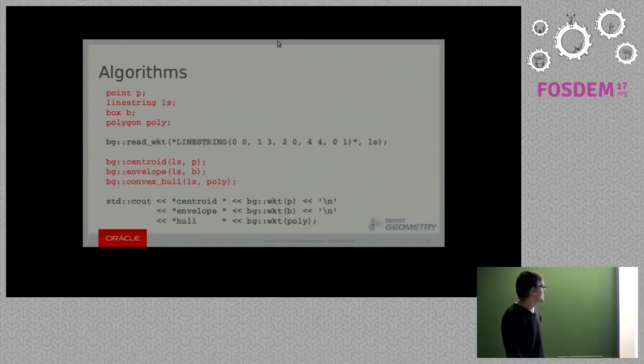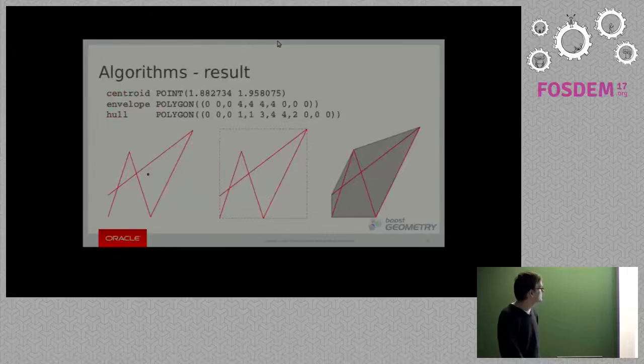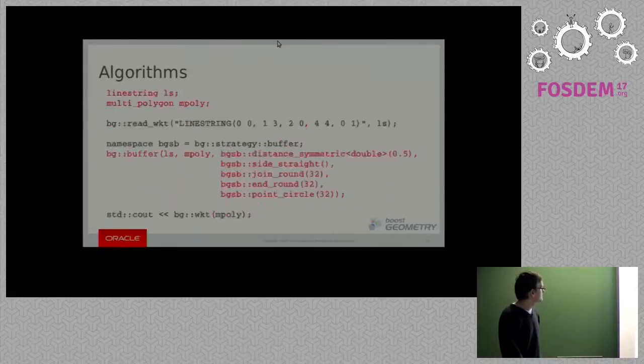The next group of algorithms: algorithms generating geometry from other geometry, like centroid, envelope, and convex hull. So in the first case, the centroid will be a point, the envelope will be a box, and the convex hull is a polygon. And I'm printing the WKT representation of all of those output geometries, which looks like this.